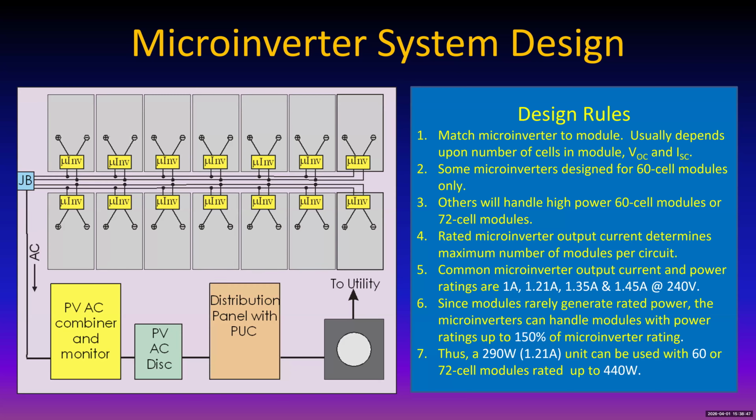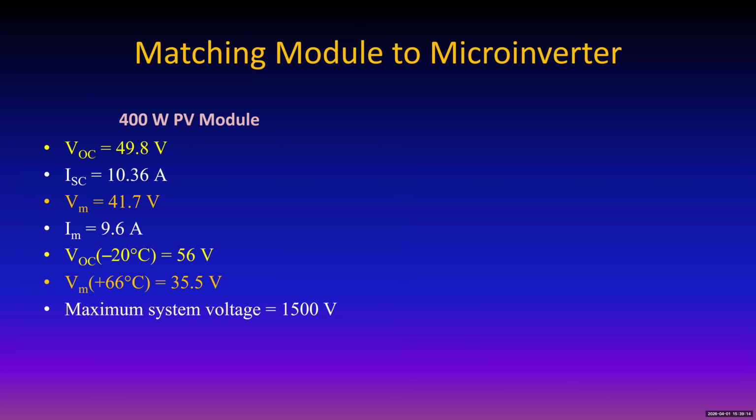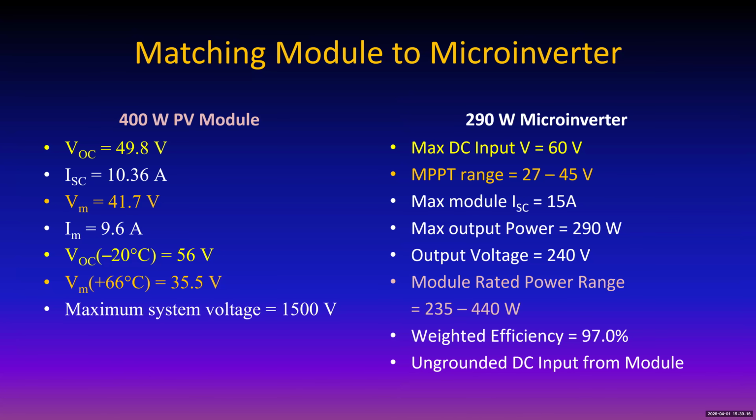So a 290 watt microinverter is sometimes even used with a 440 watt module. Not as often anymore. People tend to like to use slightly bigger ones, but a 290 will work with very few losses. So matching the module to the microinverter, here's the module, here's the microinverter.